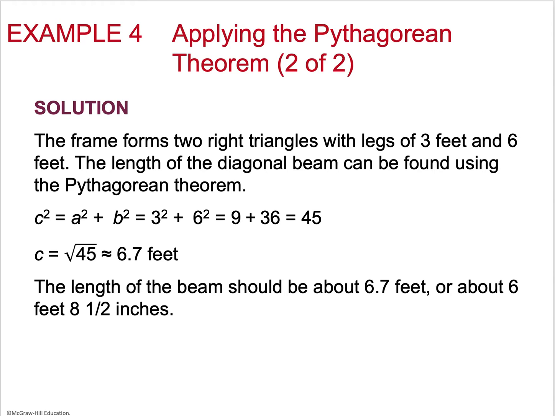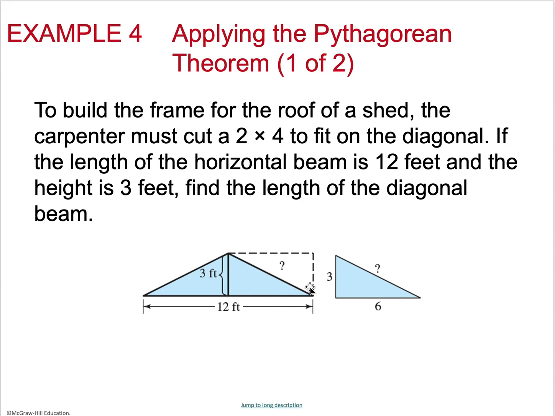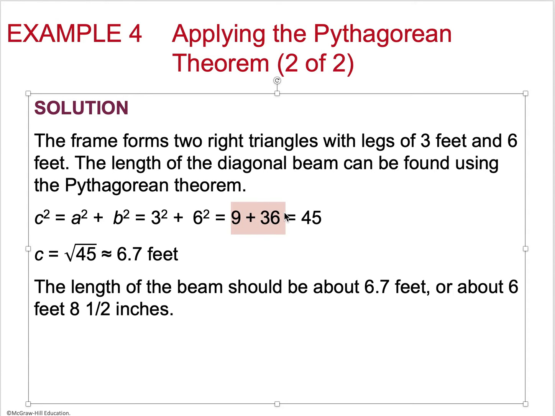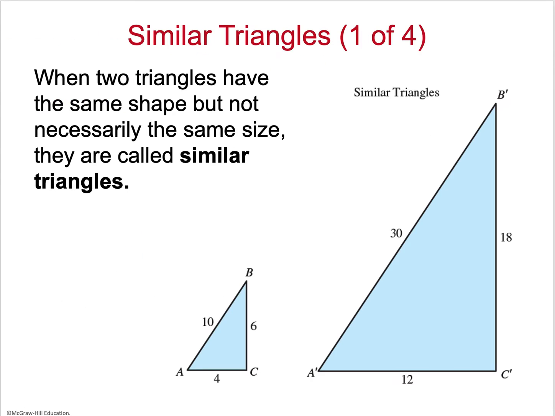So I'm going to use the Pythagorean theorem because the line I'm trying to find, where the question mark is, is the hypotenuse. So I'm going to have my leg of 6 squared plus my leg of 3 squared, and that's going to give me 9 plus 36, which is 45. A lot of times you will not get whole numbers, and that's okay. The square root of 45 from your calculator is about 6.7 feet.